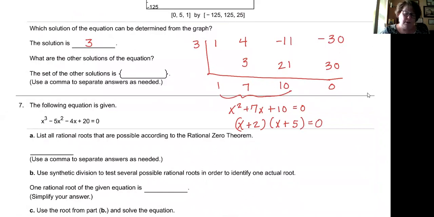That looks correct. 2x and 5x is 7x. 2 times 5 is 10. So we're going to get what? -2 and -5. So the other two zeros are -2 and -5.